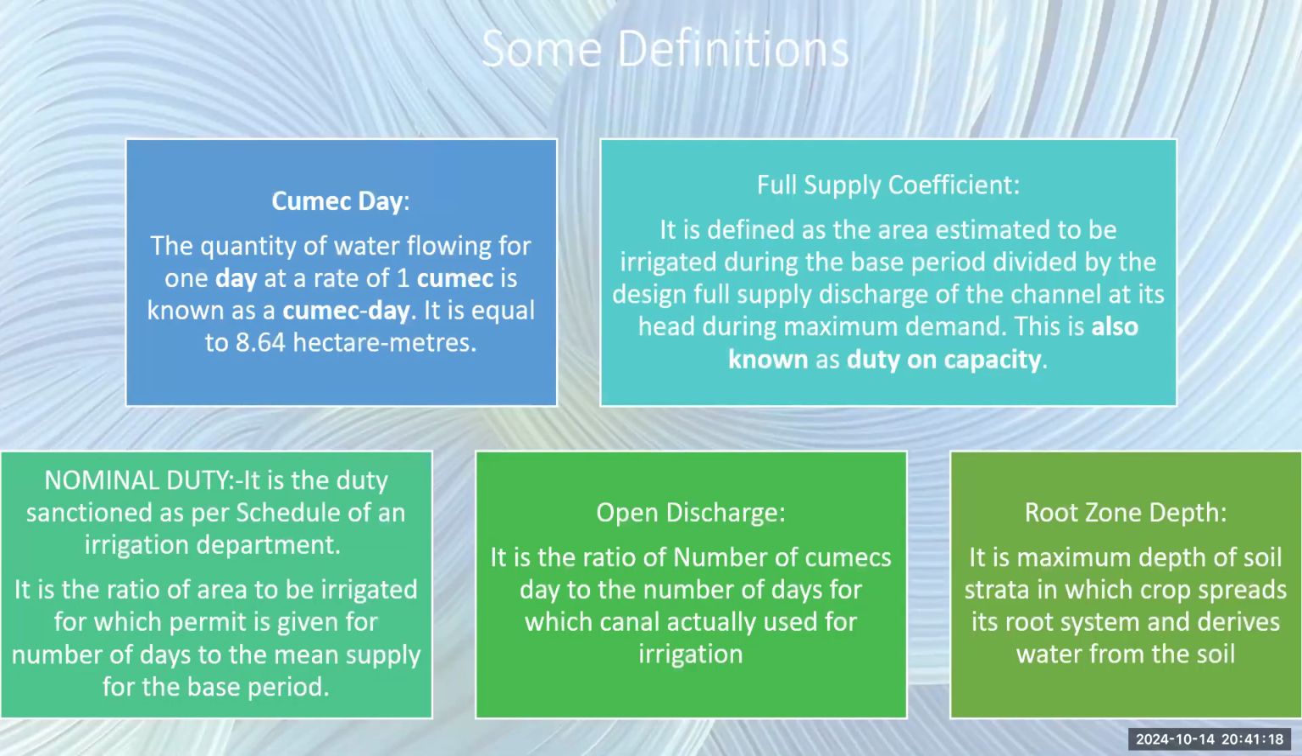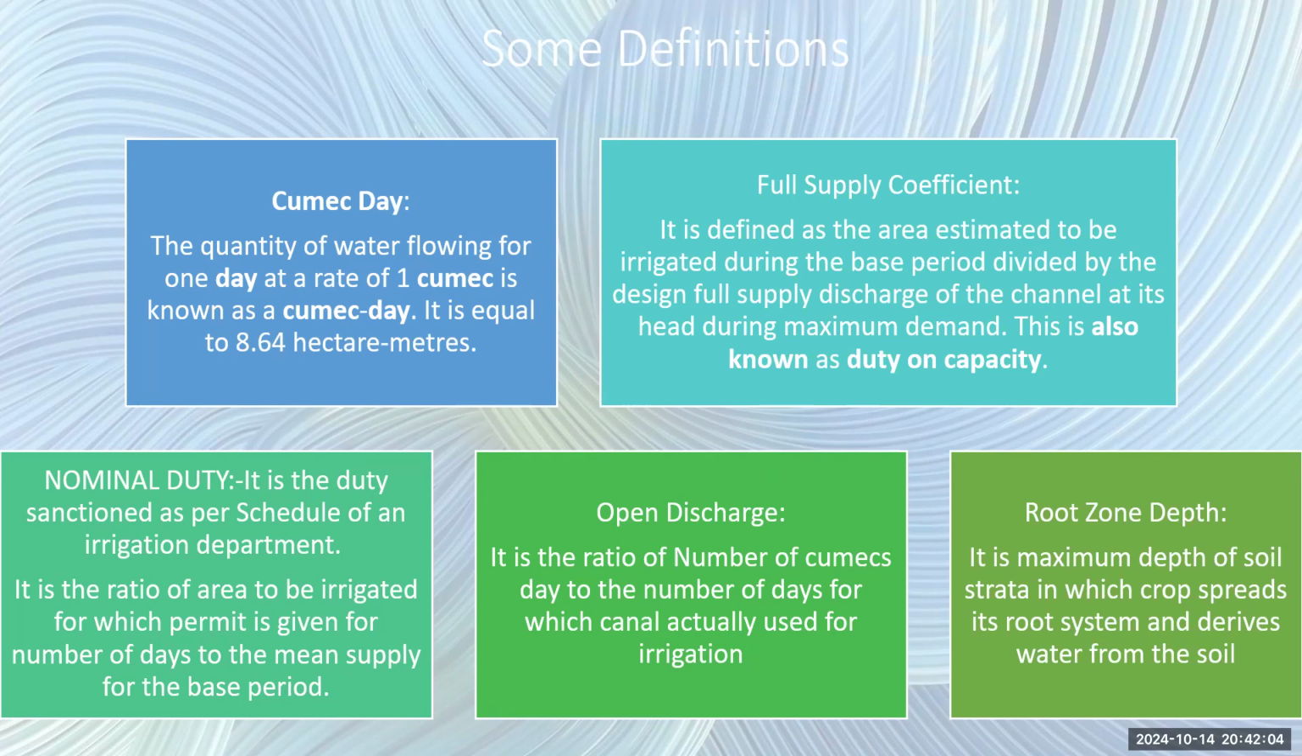Then there is a term Cumec day. What is a Cumec day? The quantity of water flowing for one day at a rate of 1 cubic meter per second is called a Cumec day. If we calculate the total volume, it is equal to 8.64 hectometers. Hectometer is a unit to represent the volume of water collected in one day at a rate of 1 cubic meter per second. If the discharge is 1 cubic meter per second and the supply is for 24 hours, then the total volume of water supplied is 8.64 hectometers.